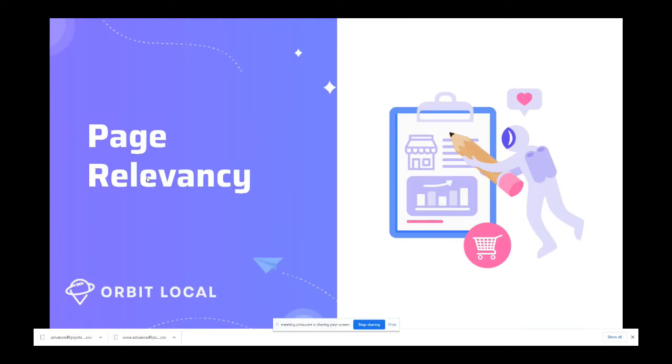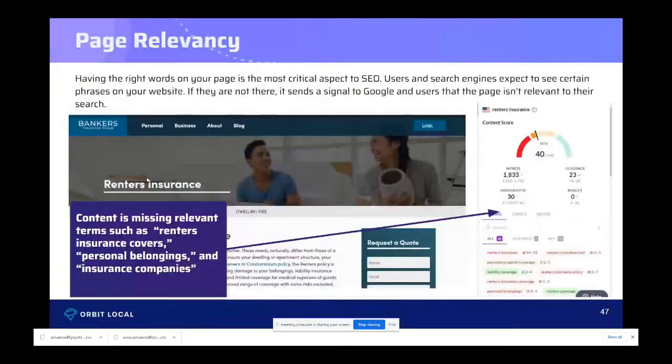So now I want to talk a little bit about page relevancy. Page relevancy is all about looking at your page and making sure that you have the right words on there. Users and search engines expect to see certain phrases on your website. If it's not there, it sends a signal to Google and users that the page isn't the best result. So let's say for this keyword, renter's insurance, people and Google will expect to see some of these terms on the page because the higher ranking pages are also including these terms. And you can see, using these statistical tools for SEO, how you should start to optimize your page for relevancy.